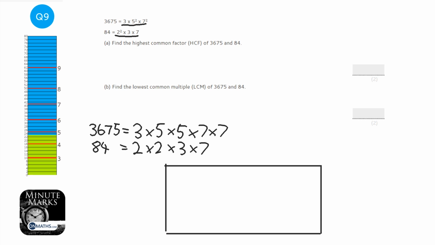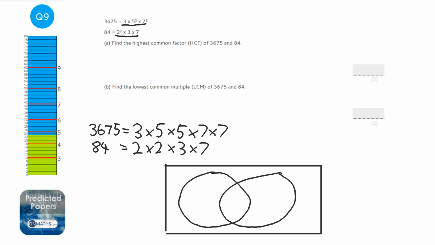Okay. Now, I'm not very good at drawing circles, but I'm going to try my best here. I'm going to try and make the circles as big as possible. So we've got 3,675. I'm just labelling which circle is which, and this is 84. And to do the Venn diagram, we're just going to go through the numbers and write out which ones overlap and which ones don't. So if I have a look at the 84 first, we've got a 2 there. Well, 2 doesn't go into 3,675, so that 2 is going to be on its own there, and this 2 here is going to be on its own. Okay, I think that's it.